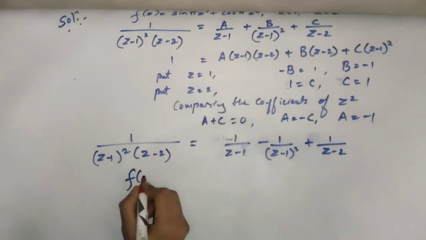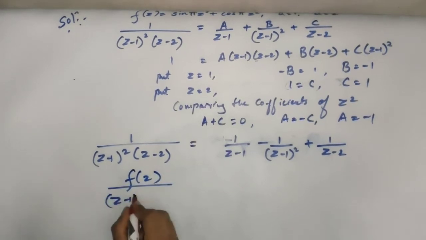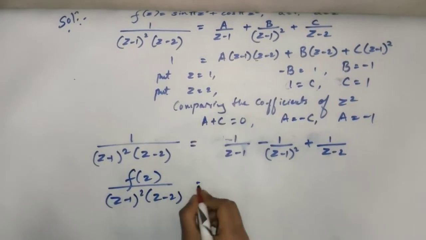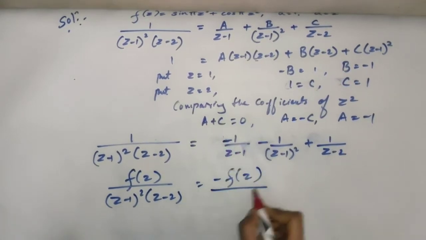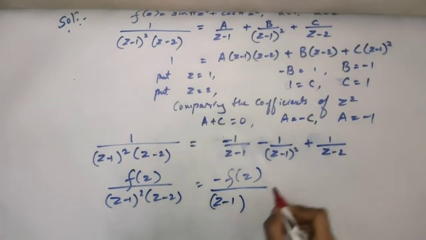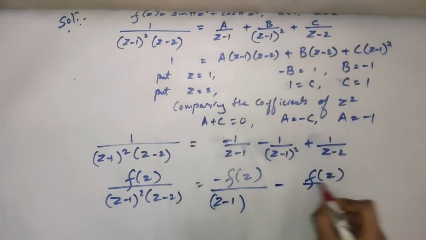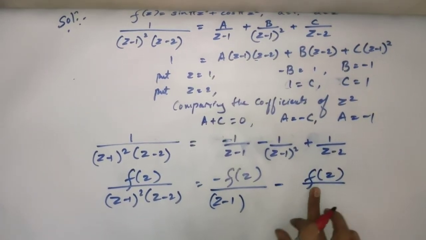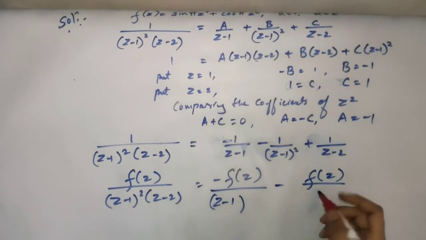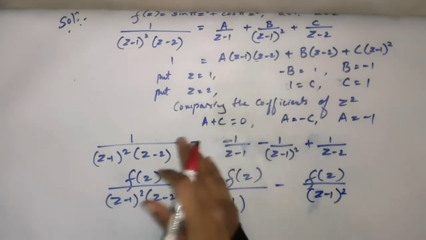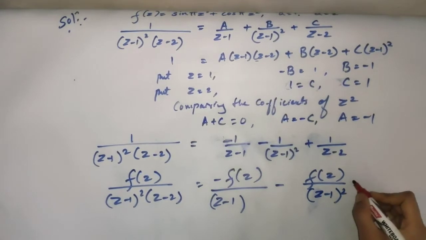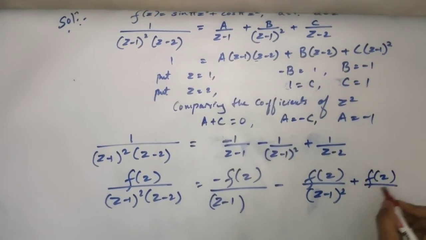So f of z divided by z minus 1 whole square into z minus 2 will be what? It will be minus f of z divided by z minus 1, minus f of z divided by z minus 1 whole square, plus f of z divided by z minus 2. Please make a note, there is a minus sign. You have to just multiply f of z on both sides of the equation, nothing else. So it is as good as writing this way.